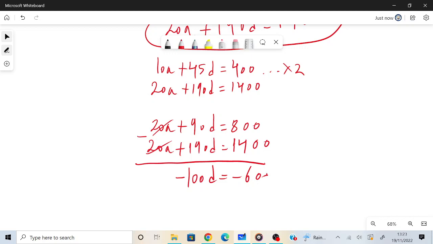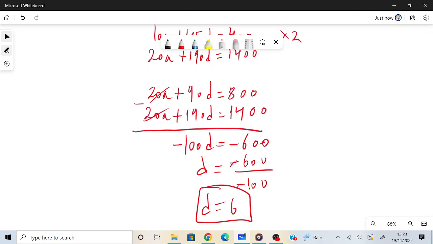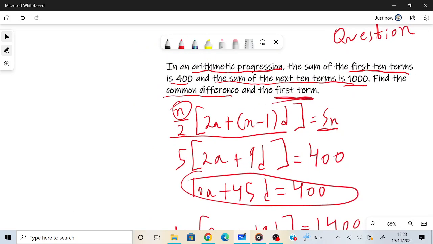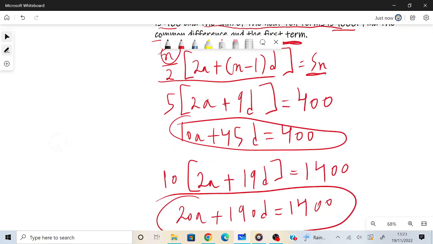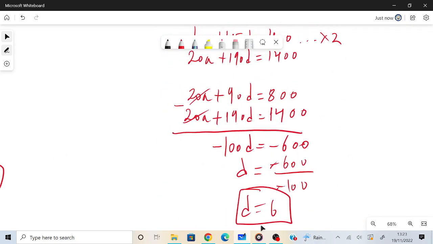So let's confirm that real quick. Yes, it is minus 600. And now to solve for d, just take it to the other side. Divide minus 600 by minus 100, and d would be 6, positive 6, because the minus signs will cancel each other out. We have our d to be 6, so all we need to now find is our first term, that's our a. Common difference is 6, and first term is what we want to try to find. So we can just substitute this into the second equation.